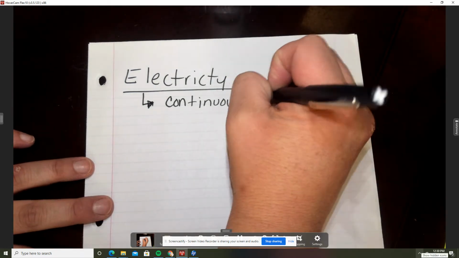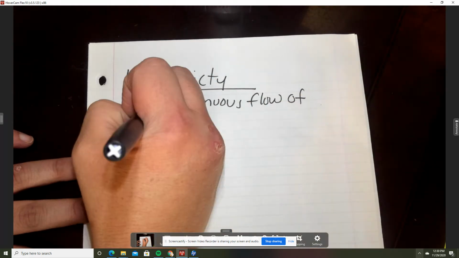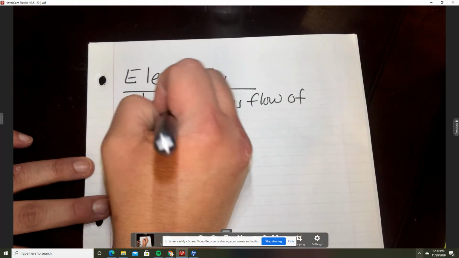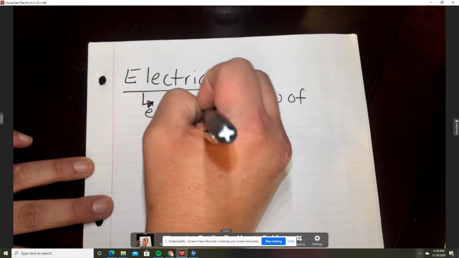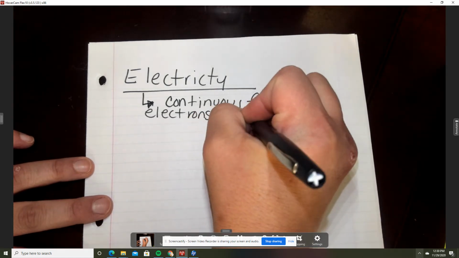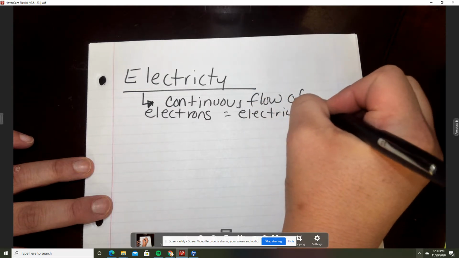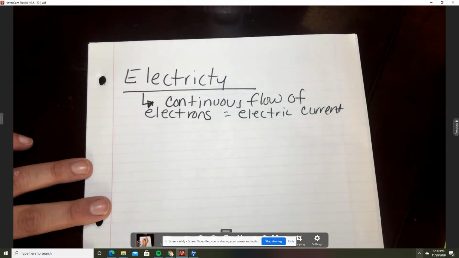Continuous flow of electrons. So electricity is a continuous flow of electrons, and this is the electric current. Okay?